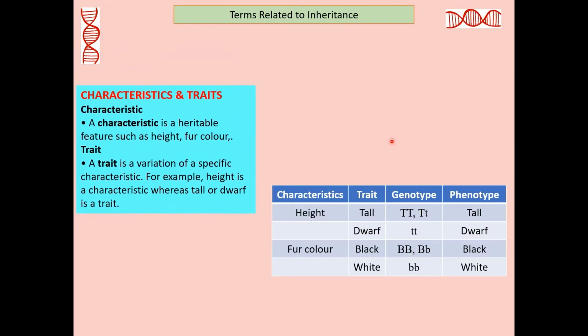Characteristic and trait. Characteristics are heritable features such as height and fur color. Like this one, height and fur color. These are characteristics. A trait is a variation of a specific characteristic. For example, height is a characteristic, whereas tall and dwarf are the traits for the characteristic of height. For color, the traits are black and white.